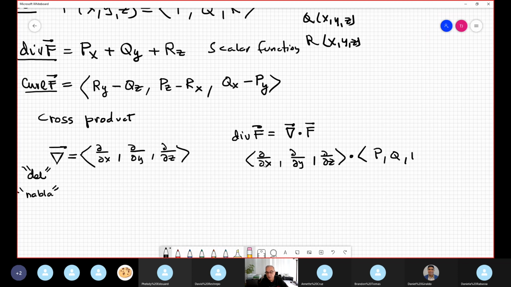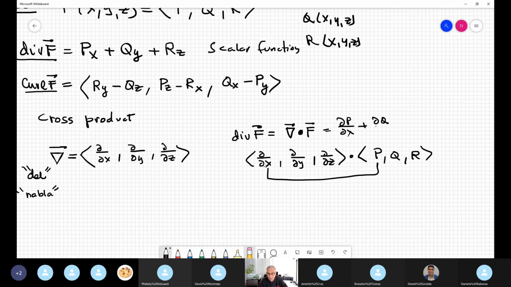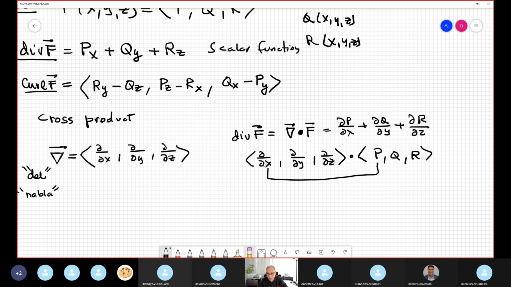When you perform the dot product, we have partial derivative of P with respect to x, which is this times this. This is totally symbolic. It's like a mnemonic device to remember the formulas using the convention that we are studying in vector calculus. In vector calculus, no, in vectors in general. So this is the dot product, and this is plus partial derivative of Q with respect to y, plus partial derivative of R with respect to z. Well, this is no big deal, because this does not bring any extra information.